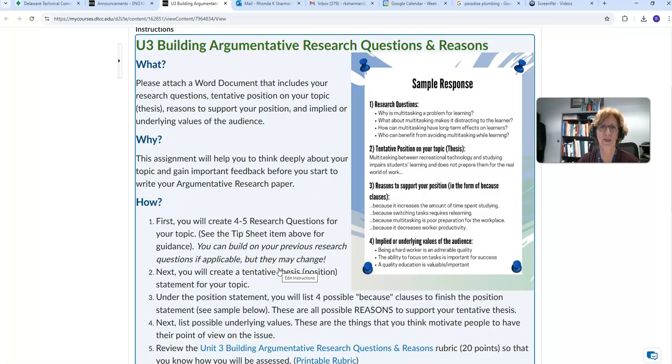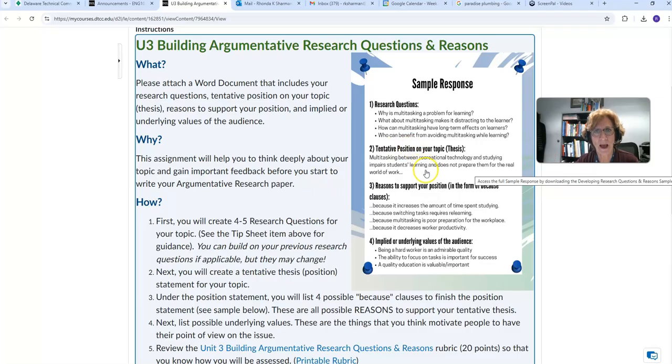So here the issue is multitasking and whether it's good or bad. And so your position here is multitasking between recreational technology and studying impairs student learning and does not prepare them for the real world of work. And you don't really have to include reasons in your thesis. You really can just focus in on your position. In other words, multitasking between recreational technology and studying is not advisable. And frankly, that would be your thesis.